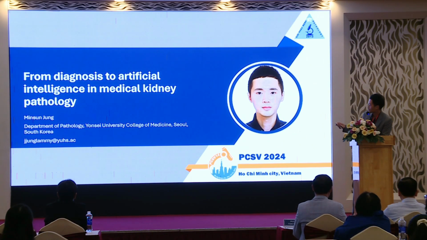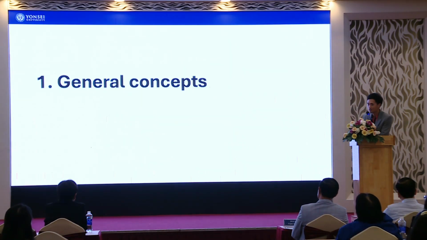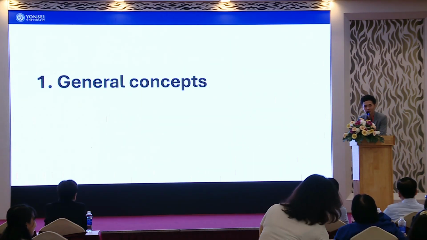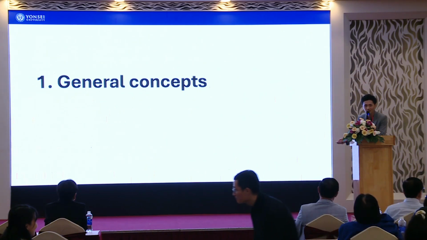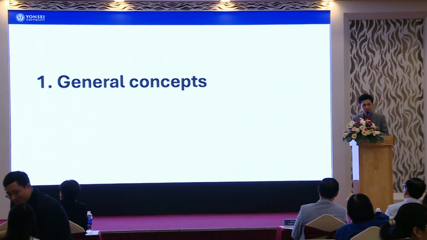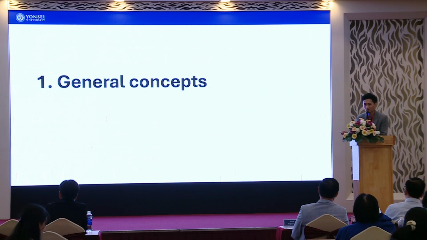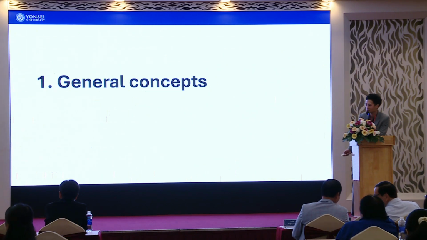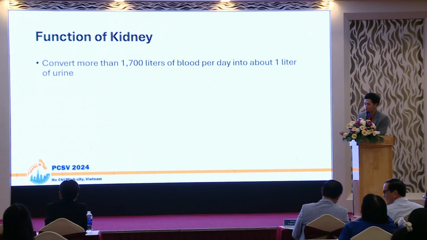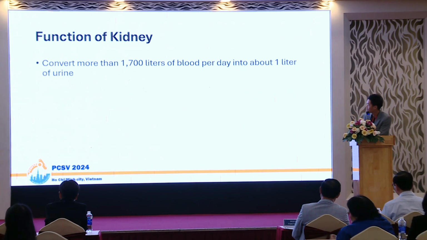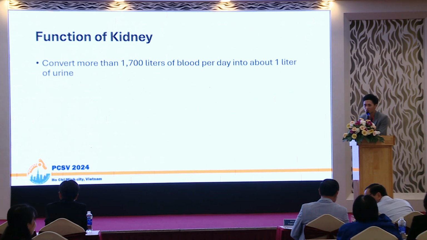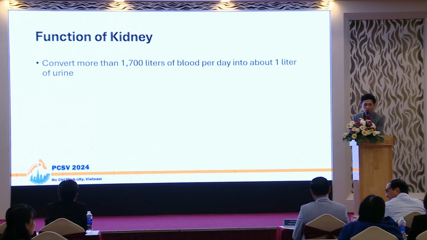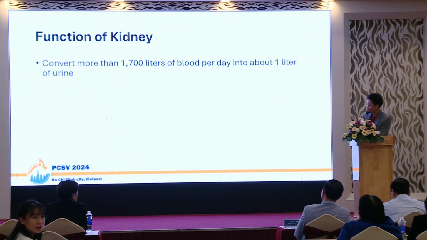So actually, I omit the transplantation. I just want to summarize some basic concepts of kidney pathology. I know many of you have learned these basic concepts, but please feel free to revisit them again, because they are very important to understand kidney pathology. The primary function of the kidney is to make urine. The kidney filters more than 1,700 liters of blood per day.